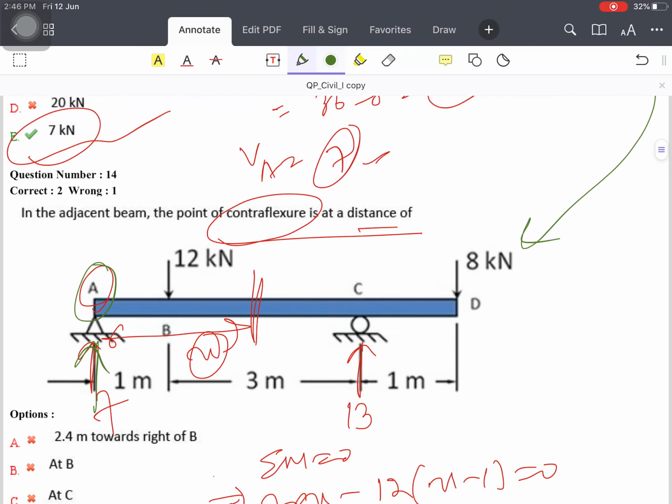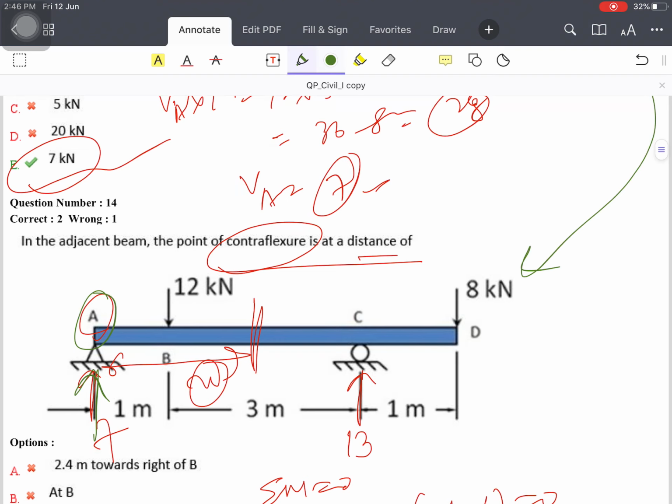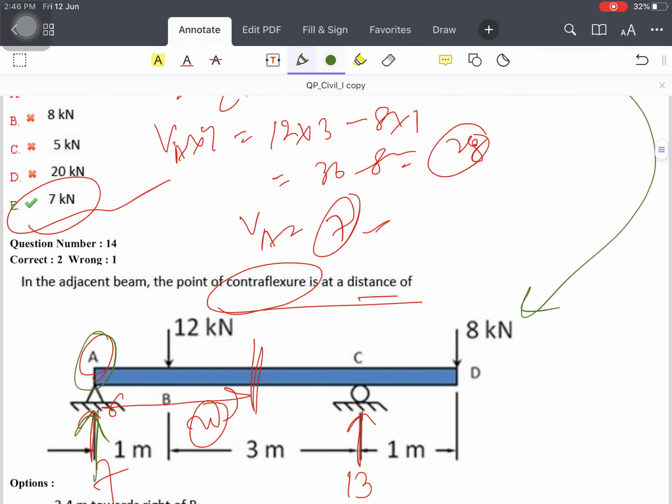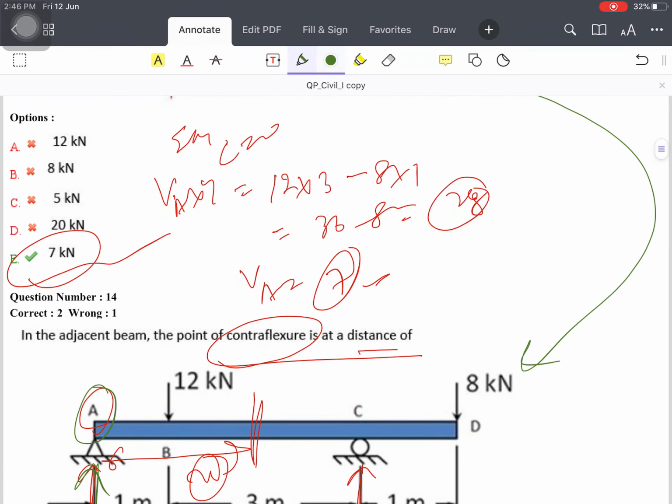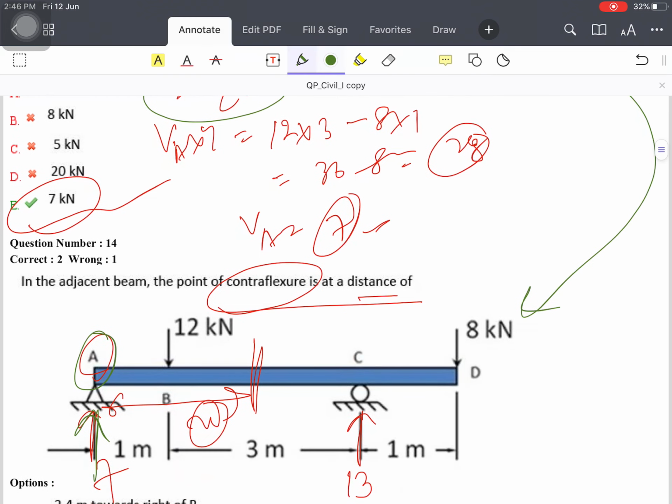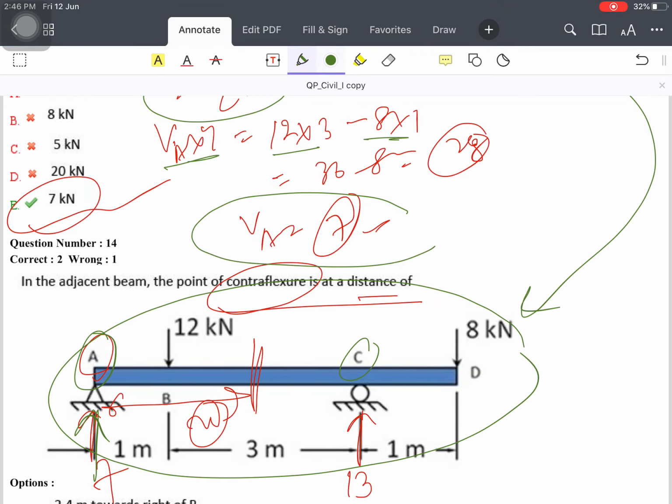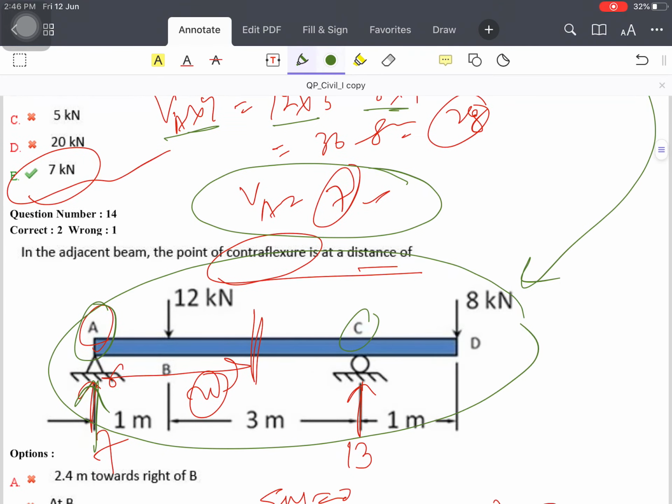Means first we need to find reaction at A. This is summation moment at C equals 0. VA into 4 equals 12 into 3 minus 8 into 1. Comes out to value VA equals 7. So maximum shear force at A will be 7 kN.